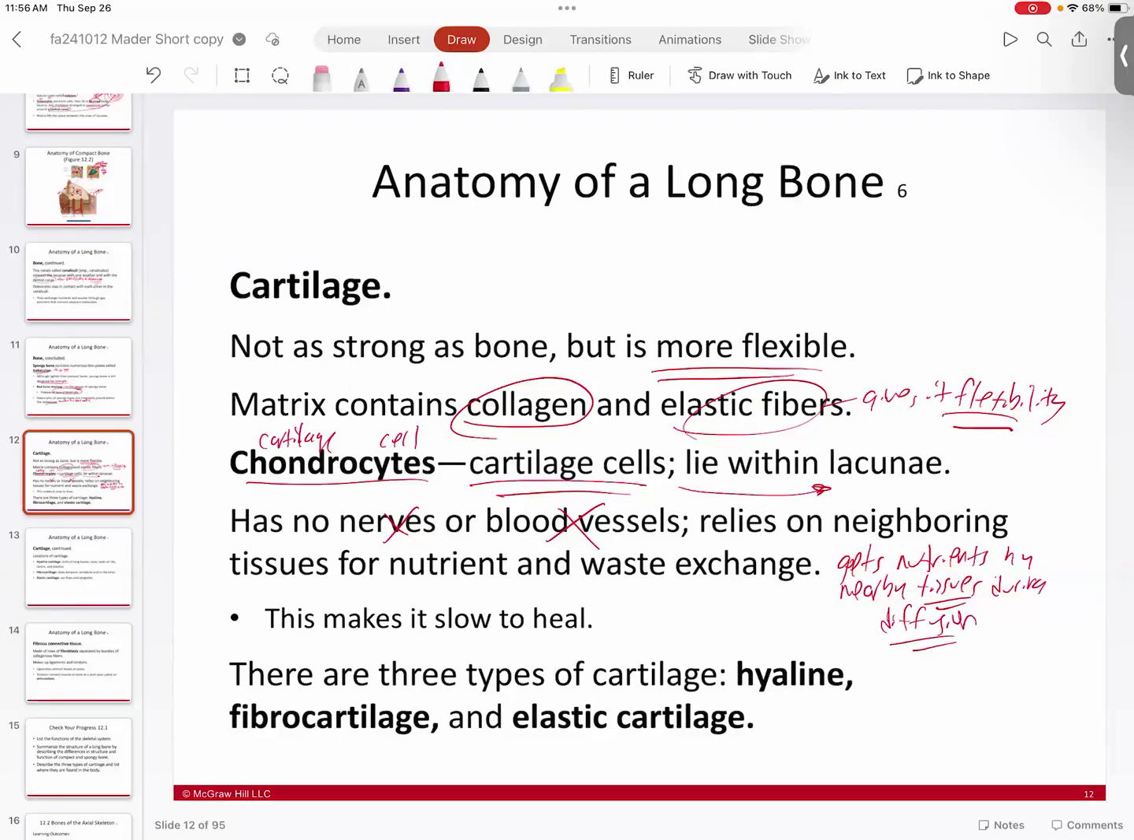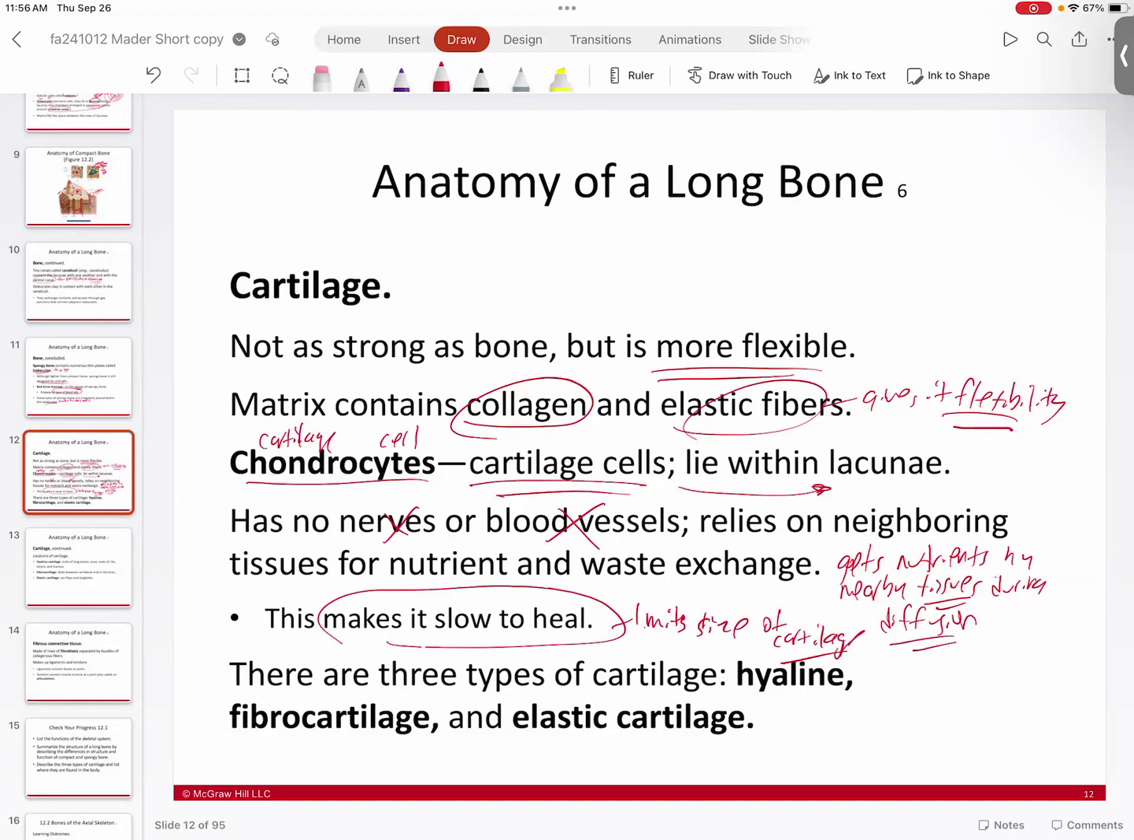During diffusion. And so this makes it very difficult, very slow to heal. It also limits the size of the cartilage. So you don't have large swaths of cartilage because you don't have the vasculature to support those cells.